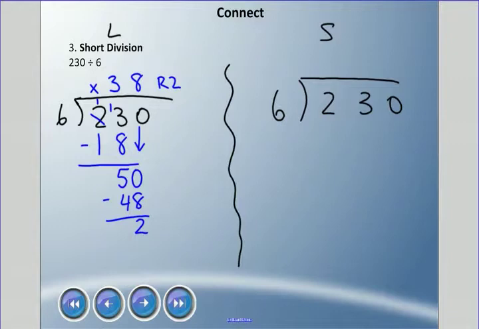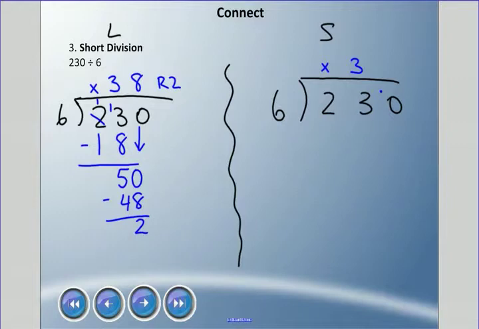Now, going to short division, we are going to do exactly what we just did in long division, but we're going to do it in our head. So 6 cannot go into 2, but 6 can go into 23, and it can go in 3 times. And in my head, I'm going to go 23 minus 18. 23 minus 18 is 5.